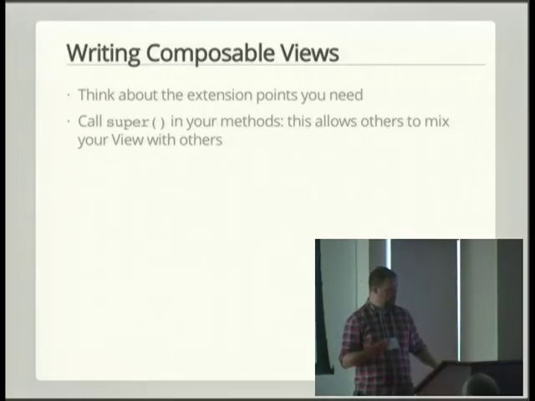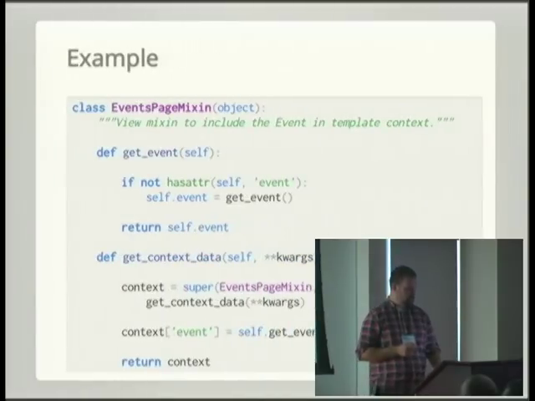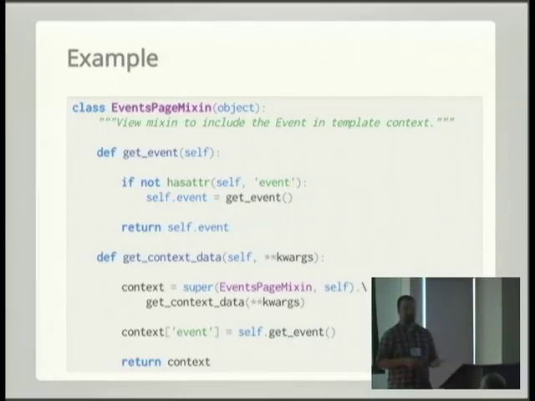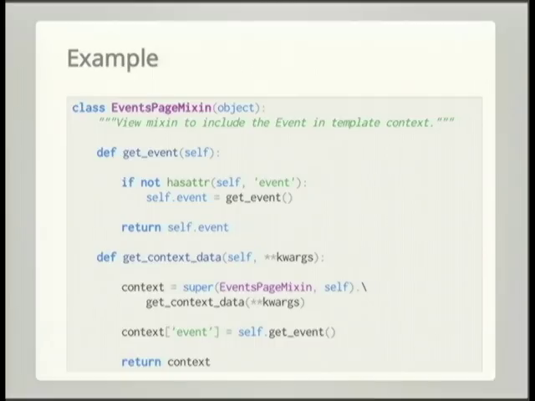I mentioned the super call that we saw in that earlier example. That super call is super important because it lets you mix things with others. So here's an example. This is a gross simplification of something we use at Eventbrite, where we have lots of pages that, perhaps unsurprisingly, have events on them. And a lot of them are just one of many pages for a particular event. And so this is a class-based view mixin we made that lets us provide that event into the template context so it's always available. So this is a way we can abstract out part of this work that we were repeating in lots of places. So there's two things to note here.